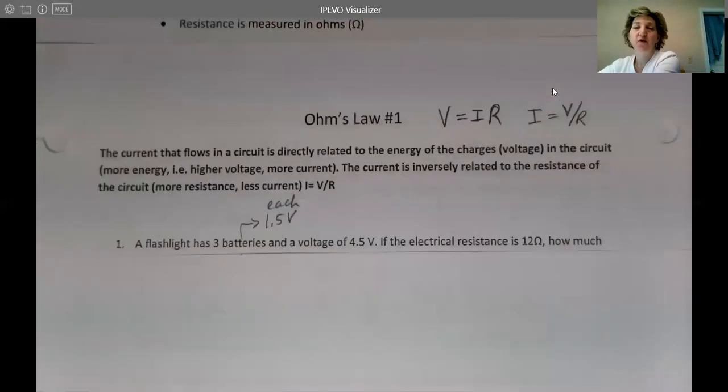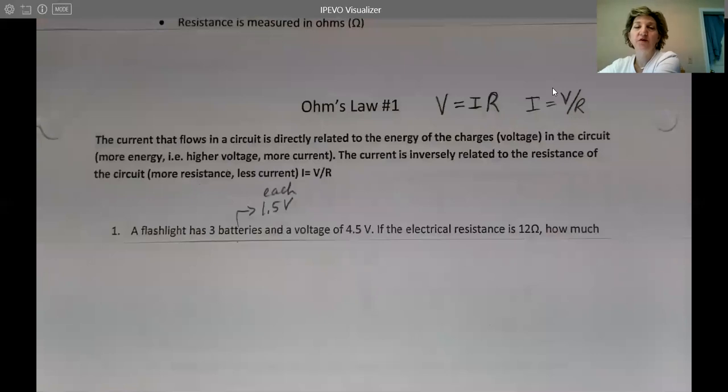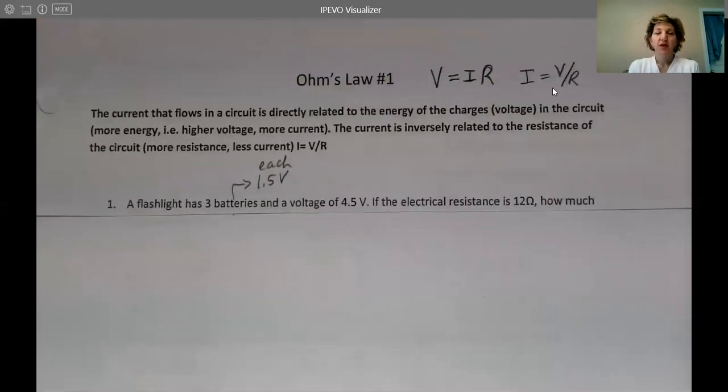Again, we have our core equation here, V equals IR. The current that flows in a circuit is directly related to energy transformations. And the higher the energy, the more current that can be provided. Let's look at the first problem.